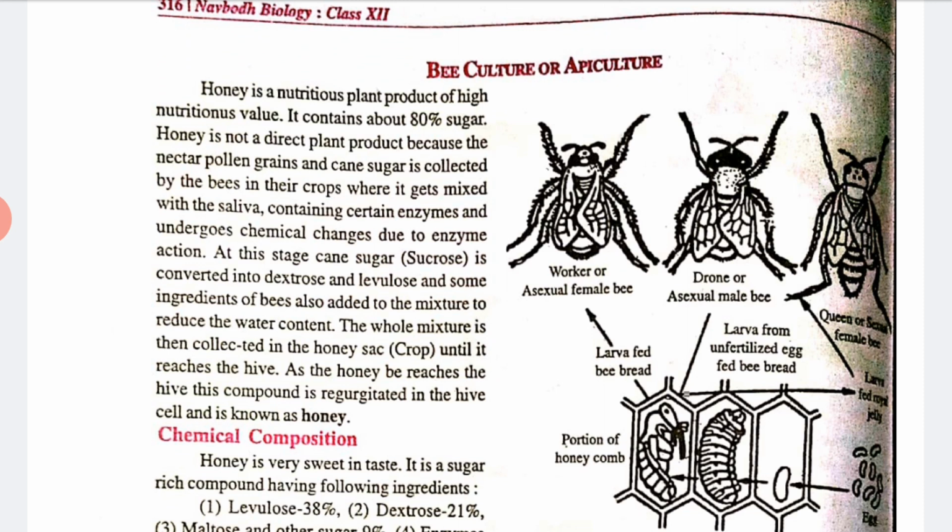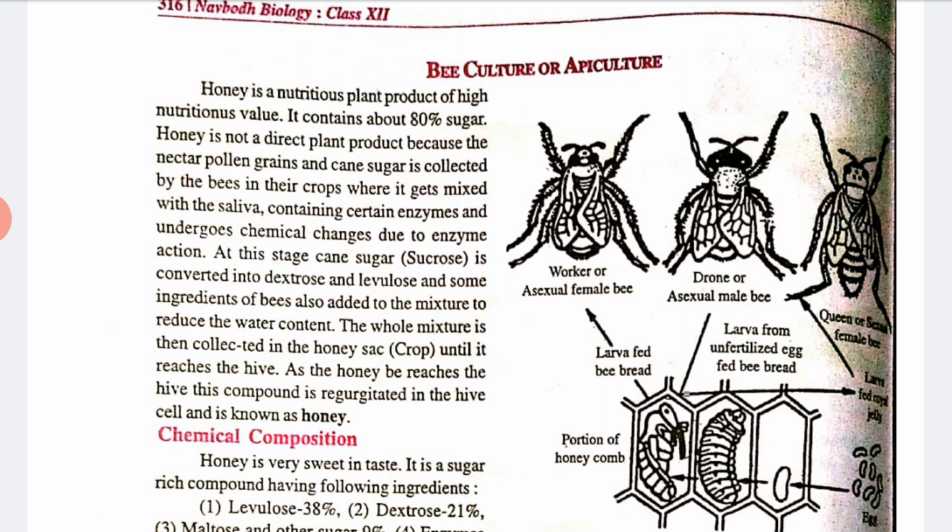Honey is not a direct plant product, because the nectar and pollen grains containing sugar are collected by the bees in their crop, where it gets mixed with saliva containing certain enzymes and undergoes chemical change due to enzyme action. At this stage, cane sugar, that is sucrose, is converted into dextrose and levulose. The mixture is reduced in water content and collected in the honey sac, or crop, until it reaches the hive.